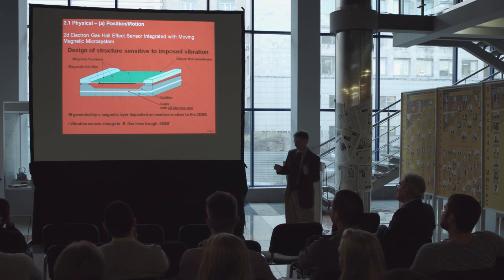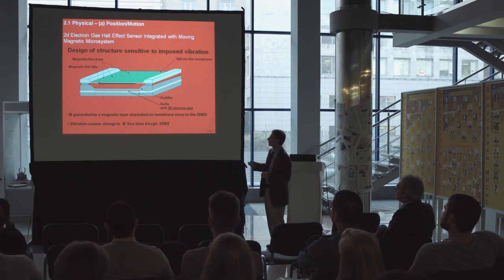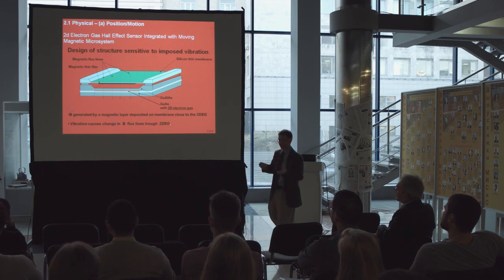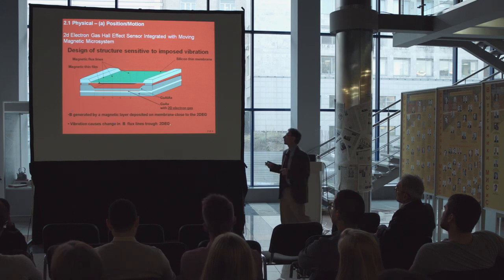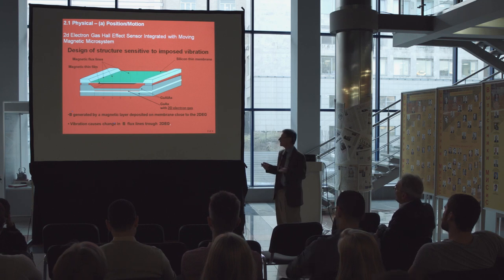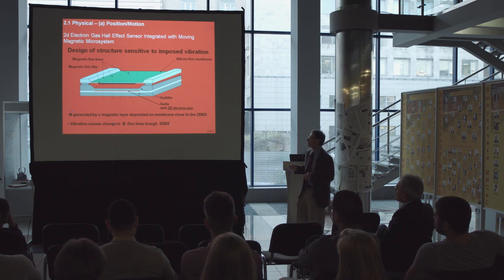Okay, so how do we do it? This is the principle of what we tried to do, and then I'll show you the practice. What we basically did is we built a microsystem. So here's the two-dimensional electron gas structure, and you have a separating kind of structure, and above it you juxtapose an ultra thin silicon membrane structure that can move, on which is again disposed a magnetic layer.